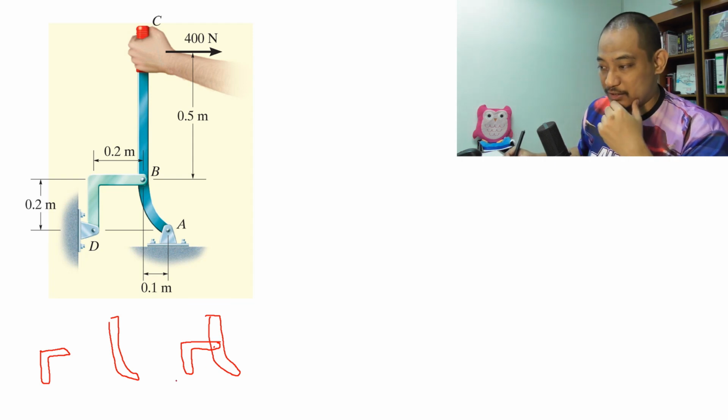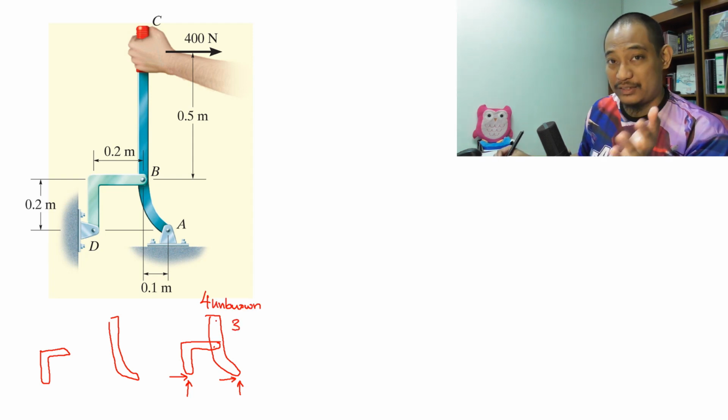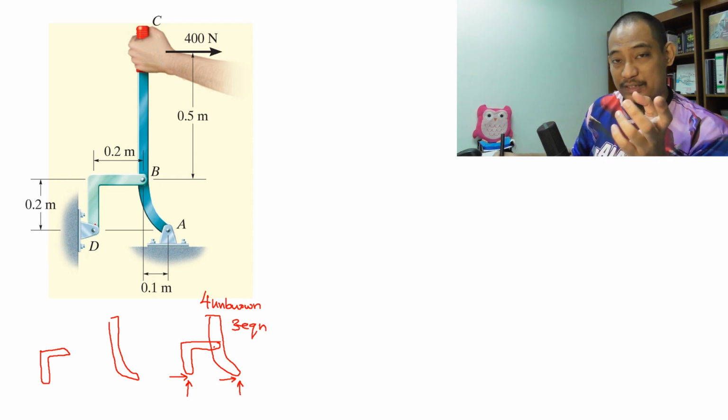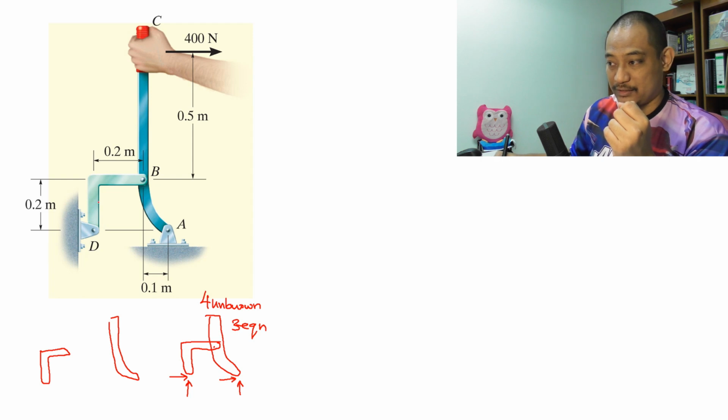If you want to illustrate, because this is a pin, you have two unknowns there, and then this is also a pin, you have two unknowns there. So in total you will have 4 unknowns, right? And you have only 3 equations from one free body diagram, so you cannot solve. Now, first thing, when you separate, you have to be able to understand that this is a 2 force member, so it's either in tension or in compression.